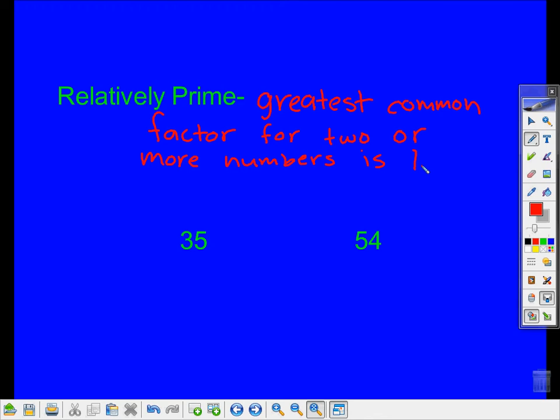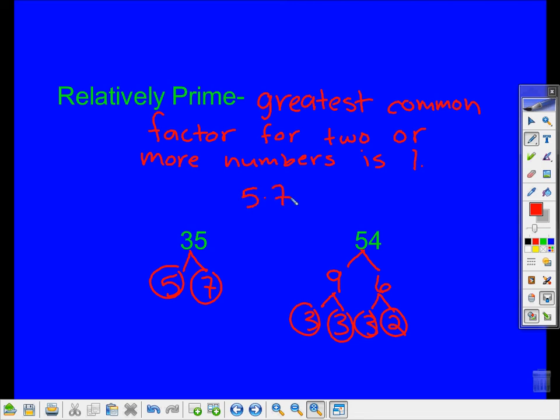1. So if we look at this example, 35 is 5 and 7. And 54 is 9 and 6. 9 can be broken down into 3 and 3, and 6 can be broken down into 3 and 2. All of those are prime, and if we look at these two numbers, we've got 5 times 7 and 2 times 3 times 3 times 3. None of these are in common, so that means the only factor that they have is 1, and so they are relatively prime.